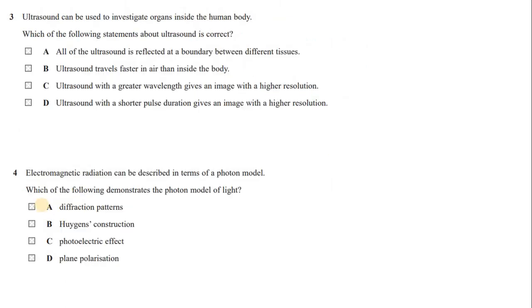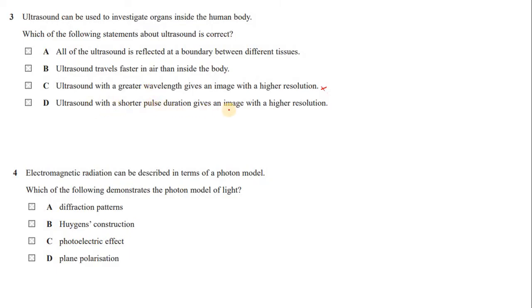Question number 3. Ultrasound can be used to investigate organs inside the human body. Which of the following statements about ultrasound is correct? All of the ultrasound is reflected at the boundary between the different tissues. No, some is refracted as well. Ultrasound travels faster in air than inside the body. There's nothing to do with the speed. Ultrasound with greater wavelength gives an image with higher resolution. No, this is the opposite. Greater wavelength gives low resolution, so we need a small wavelength, high frequency.